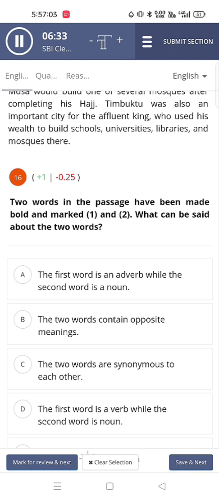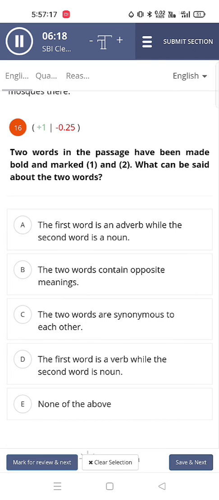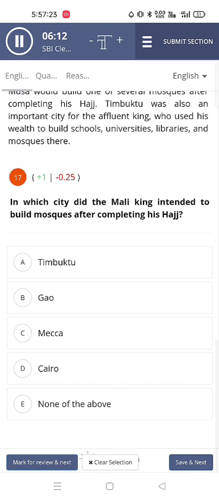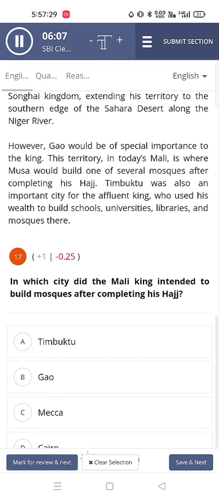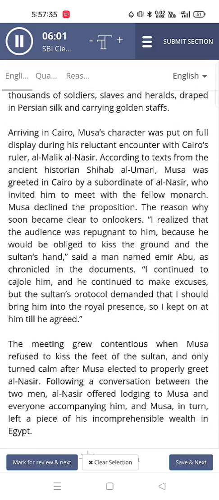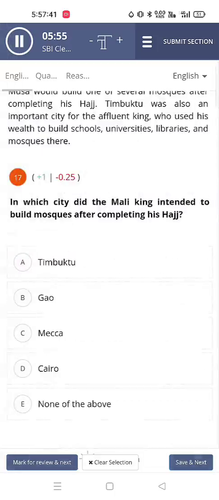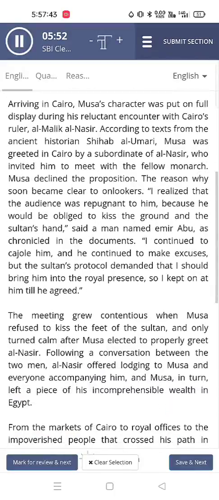Okay, then two words are marked. Two words in the passage have been made bold and marked 1 and 2. What can be said about those two words? First is journey, then second is voyage. I don't know. In which city did the Mali king intend to build mosques after completing his Hajj? So he wanted to build mosque in which city? And who was Mali's king? I think Musa was Mali's king. Yeah. Musa was Mali's king, and he intended to build the mosques in.